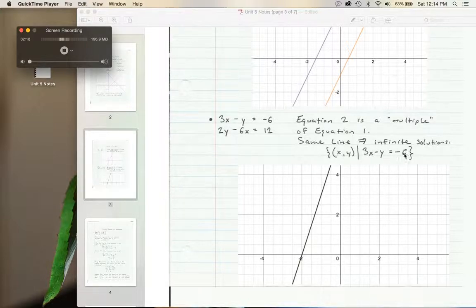We tend to use the equation that doesn't have the multiplier, so the more simple version of the equation. In this case, that's equation 1. So you can see I've written equation 1 here. Any ordered pair that satisfies equation 1 will also satisfy equation 2. So this set represents the infinite set of all solutions that satisfy this system of equations.